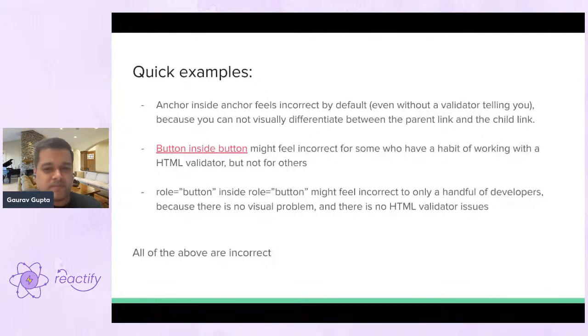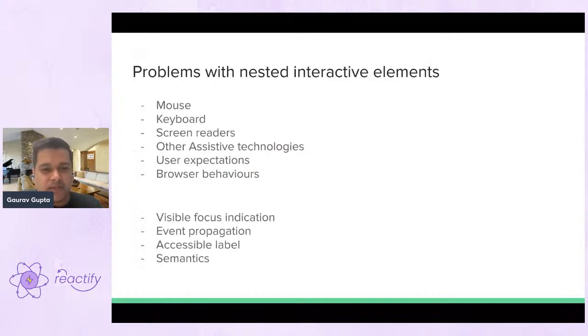and especially because it does not lead to any visual problems. And the HTML validator would not complain as well in most cases, because the new validators might complain because they also understand the ARIA roles and everything. But generally HTML validators would not complain about it, because HTML validators would only complain about HTML elements and their default semantics. But all of the above are actually incorrect. We'll see some examples of why, and why it would be confusing if we create something like this.